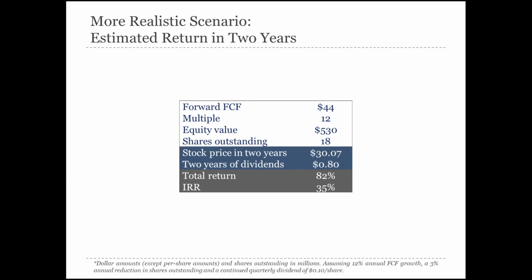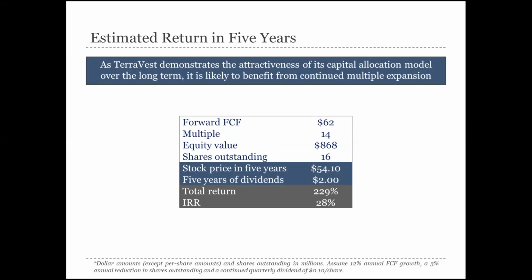Then we apply a multiple of 12. I think that's pretty fair, maybe even conservative, again, in today's market. And you get an equity value of $530 million. You divide it by the shares outstanding and add 2 years of dividends. You have a total return of 80% and an IRR of 35%. Pretty compelling. How about we take a look at a bit of a longer time frame.